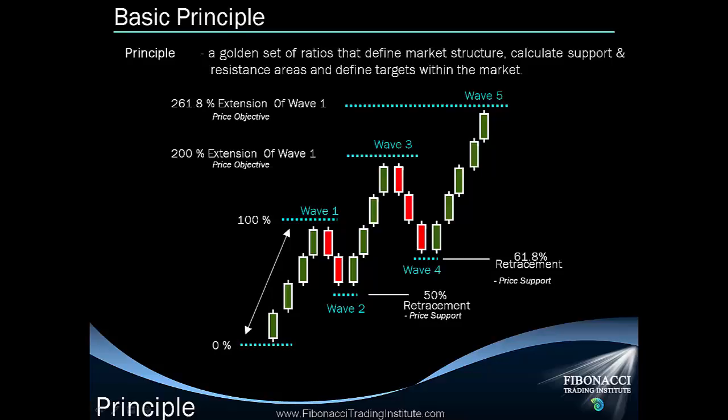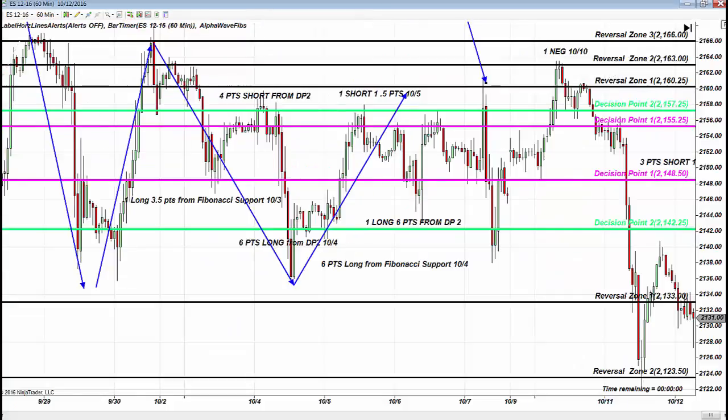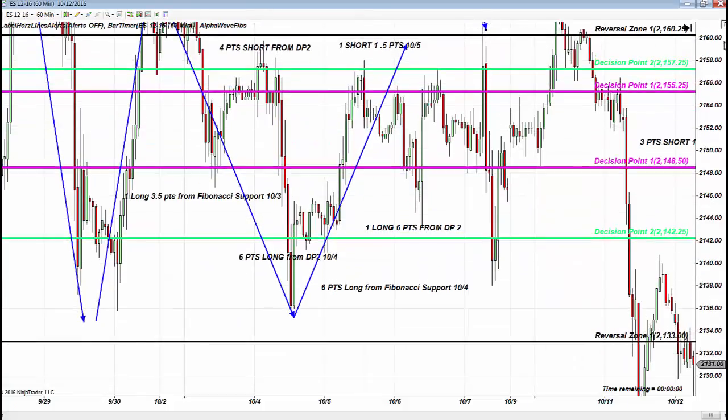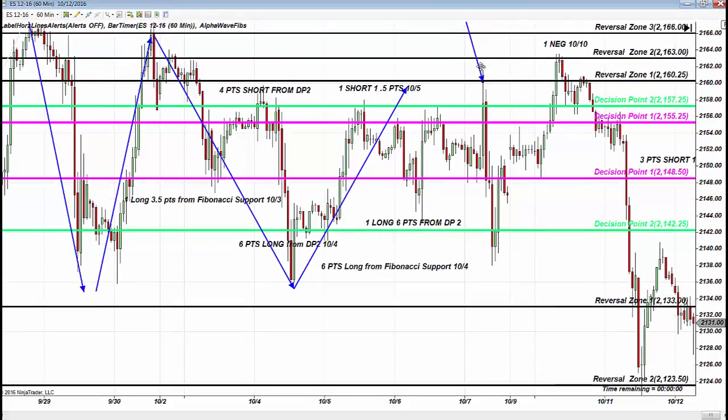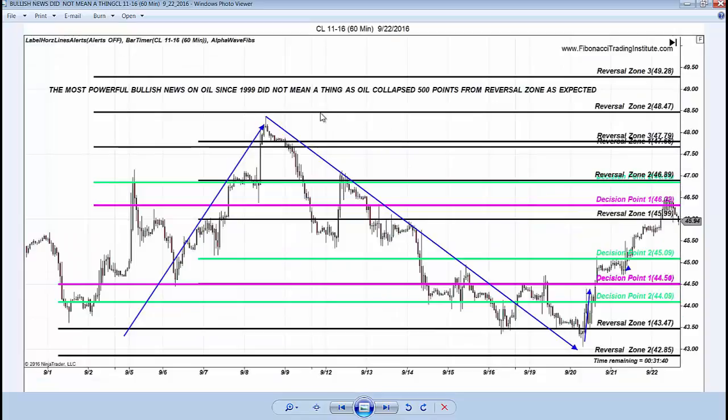Remember that Freaky Friday on the S&P on October 7th? That was a marvelous reminder. Stunning bullish push and complete collapse. Remember the news on oil, the most bullish news in 18 years? It did not mean a thing because that's where oil was, at a reversal zone. You do not acquire a position here. If you do, your success rate is less than 20%.